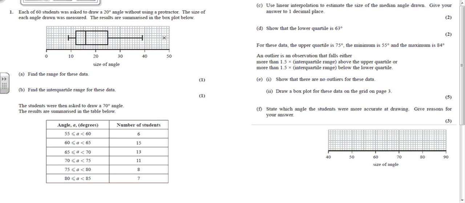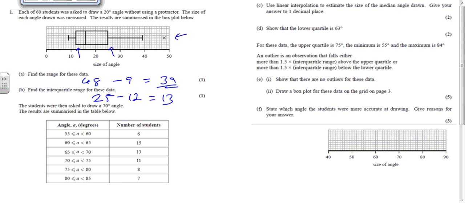Now, this was a 2015 question on this. Each of 60 students were asked to draw a 20-degree angle without using a protractor. The size of each angle was measured. The results are summarized in the box plot below. Find the range for these data. Now, this was done relatively poorly. The range isn't from this one to this one. It's from the smallest to the biggest piece of data. Now, the smallest piece of data for this was 9. But the biggest piece of data was this one out here, which is 48. So it's 48 take away 9, which equals 39. So just be careful with that. The interquartile range is from this quartile here to this quartile here, which is 25 to 12. So that's going to be 13.